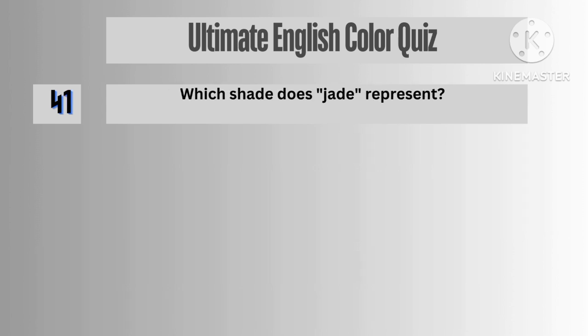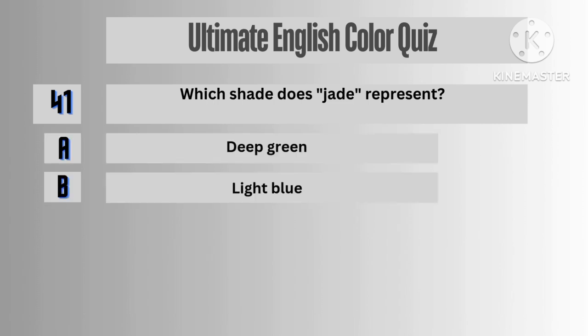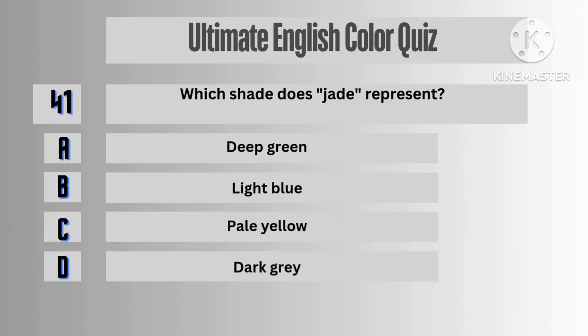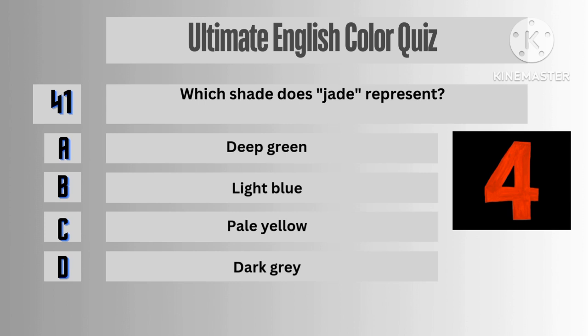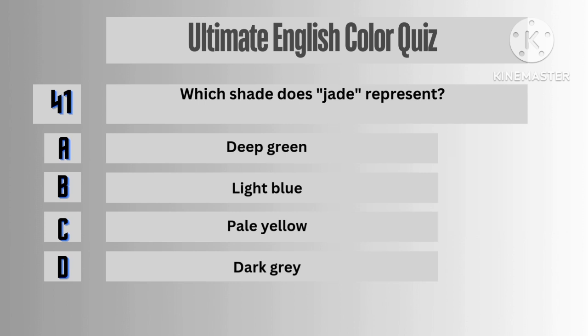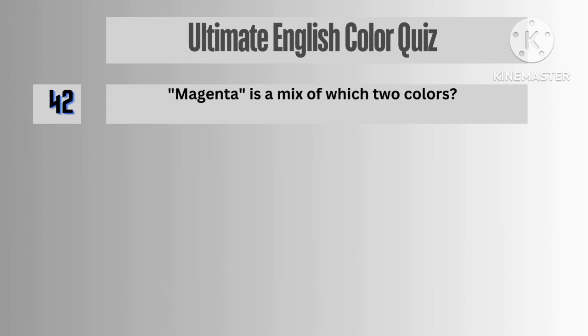Question number 41. Which shade does jade represent? Option A, deep green. Option B, light blue. Option C, pale yellow. Option D, dark gray. 5, 4, 3, 2, 1. Correct answer is A, deep green.